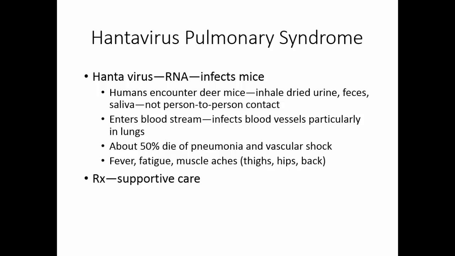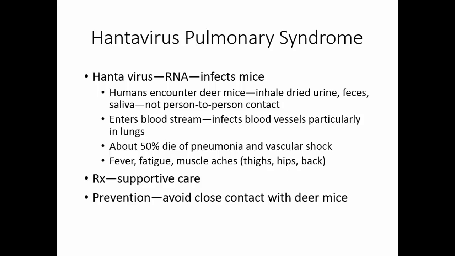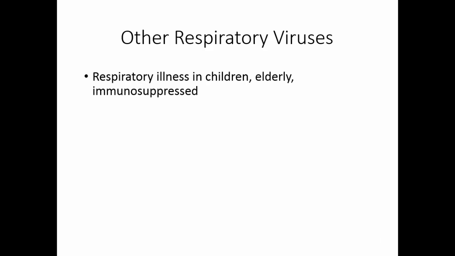The treatment for this disease is supportive care. The prevention is to avoid close contact with deer mice. There are a couple of other respiratory viruses. These tend to cause respiratory illnesses in the usual suspects: children, elderly, and the immunosuppressed. Cytomegalovirus is one. It can cause a respiratory illness.